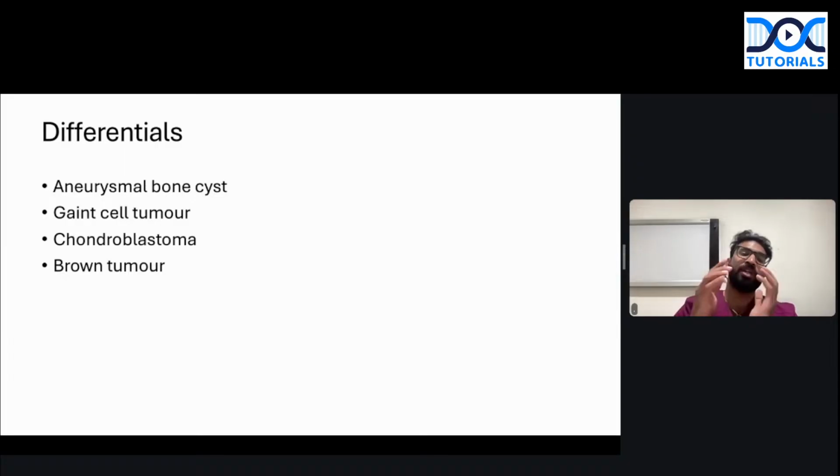So whenever you get an expansile lytic lesion in the bone, in long bones, especially in the metaphyseal region, from second decade to fifth decade, most commonly think of giant cell tumor. Even though giant cell tumor can also be seen in less than 20 years and more than 50 years, that should be our first diagnosis. Let us always go with the most common things rather than rare occurrences.